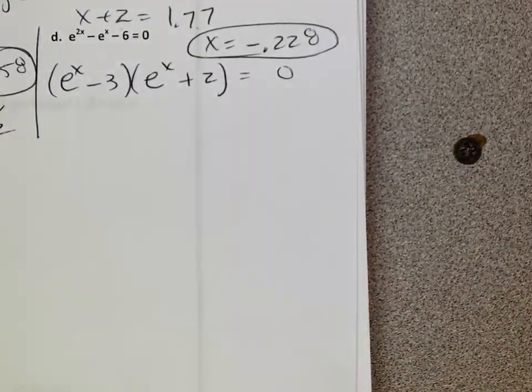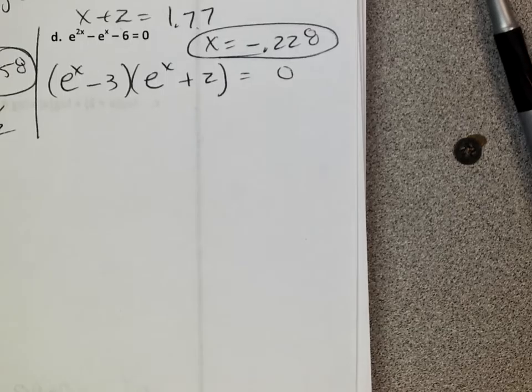Okay? Real quickly, let's do a little FOIL to check this, okay? A little FOIL on the side. This times this is e to the 2x, okay? This times this is a positive 2e to the x. This times this is a minus 3e to the x, and this times this is a minus 6, which does make the original problem. You guys agree with that?